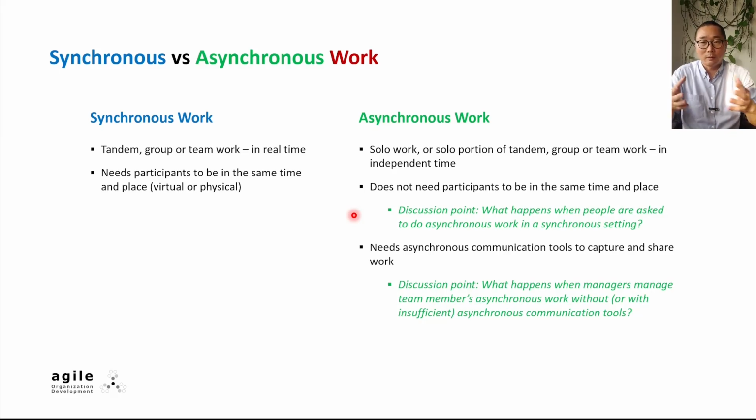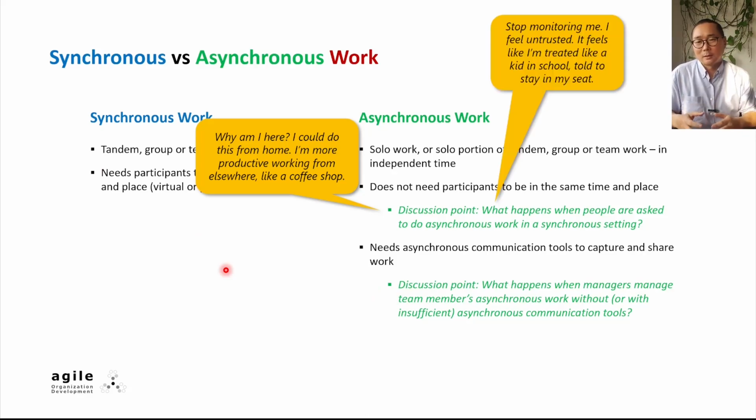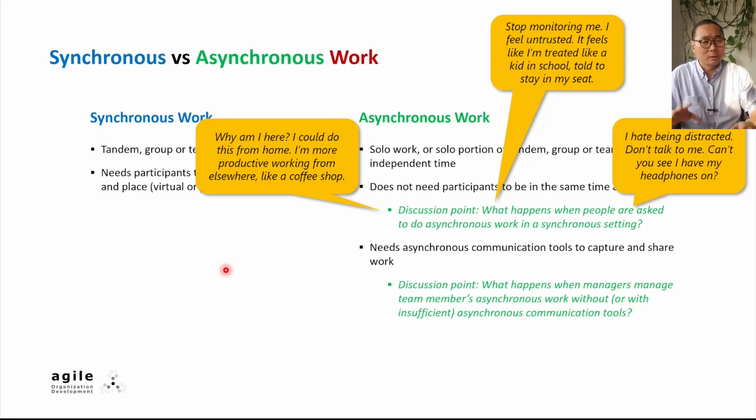So imagine the scene where you're in office, sitting side by side with your colleagues, quietly doing your own work. Here are some things that participants in the dojo session shared. Why am I here? I could do this from home. I'm more productive working from elsewhere, like a coffee shop. Stop monitoring me. I feel untrusted. It feels like I'm treated like a kid in school, told to stay in my seat. I hate being distracted. Don't talk to me. Can't you see I have my headphones on?